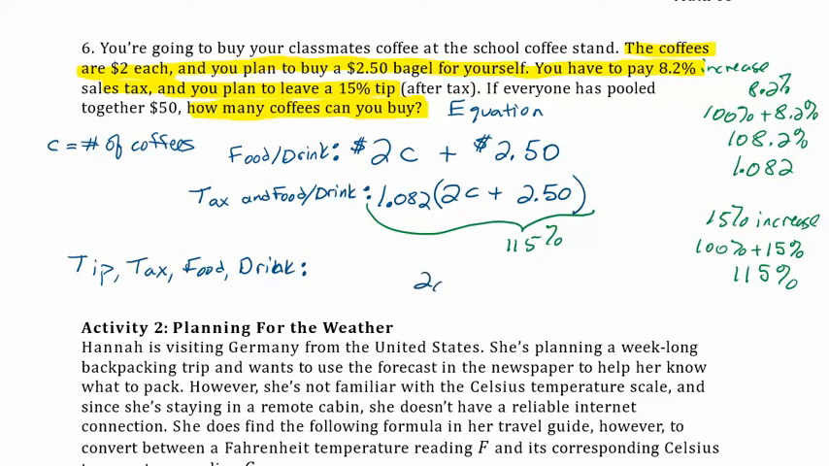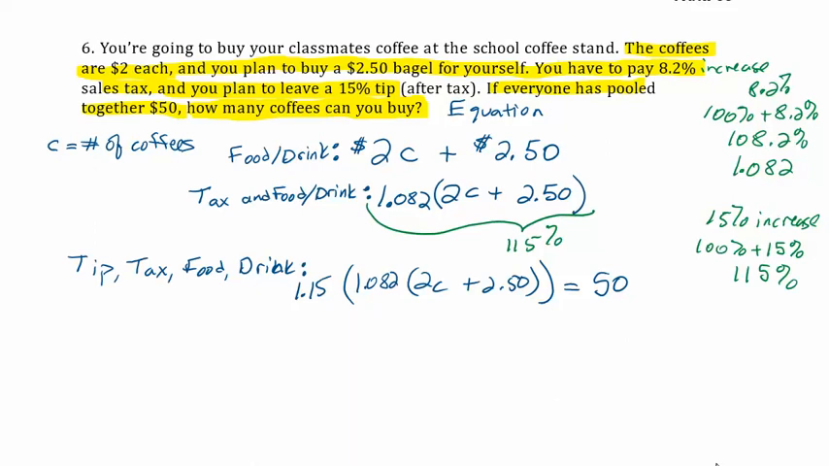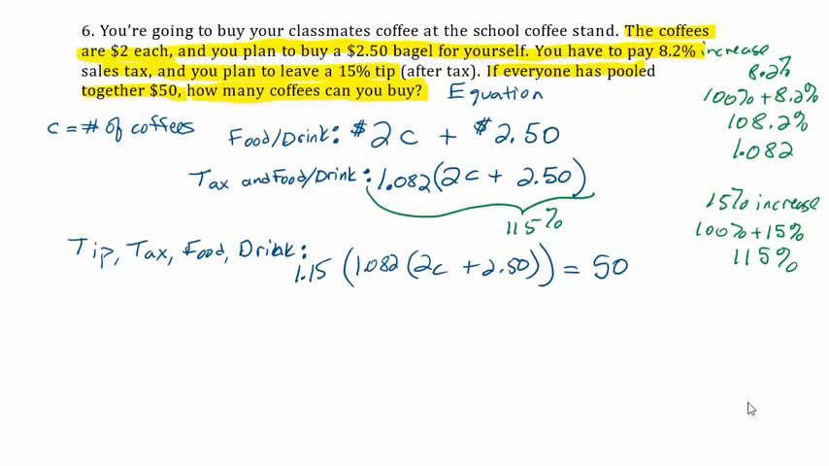we've got our food, we've got our drink. We multiply by 1.082 for the tax, and then we take that whole thing and multiply it by 1.15 for the tip. And all that needs to come out to be $50 because everyone has pooled $50, and so we're going to see how many coffees we can buy. So let's go ahead and solve this. Give a little room to solve it.